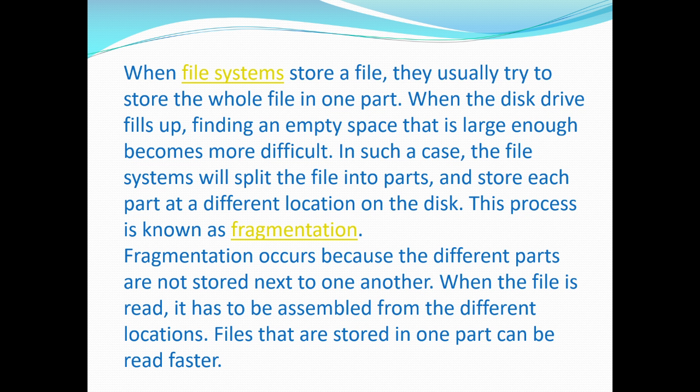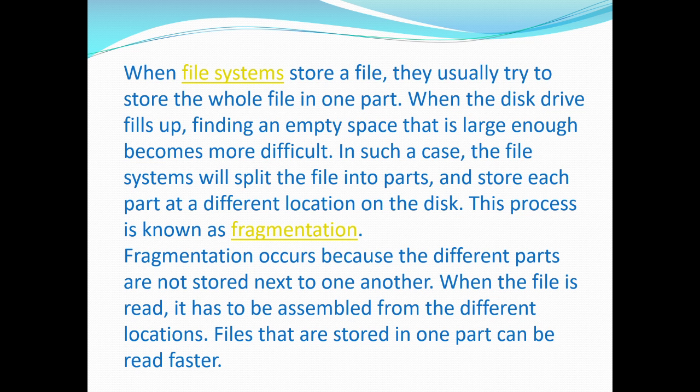When a file system stores a file, it usually tries to store the whole file in one part. When the disk drive fills up, finding an empty space that is large enough becomes more difficult. In such a case, the file system will split the file into parts and store each part at a different location on the disk. This is called fragmentation. Fragmentation occurs because different parts are not stored next to one another, so you need to break a file and then store it on the drive.